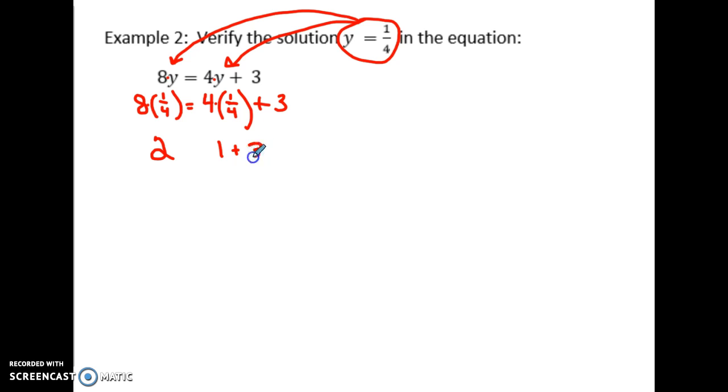Now I think you can see we start to have an issue here with this problem because are we going to get 2 on this side of the equation if we finish doing our math? You're right, we're not. We are not going to get equal values on both sides of this equation. So we're going to use this symbol that means not equal. We're putting a slash through the equal sign. And what this tells us is that no, the solution is not 1/4 for this equation.